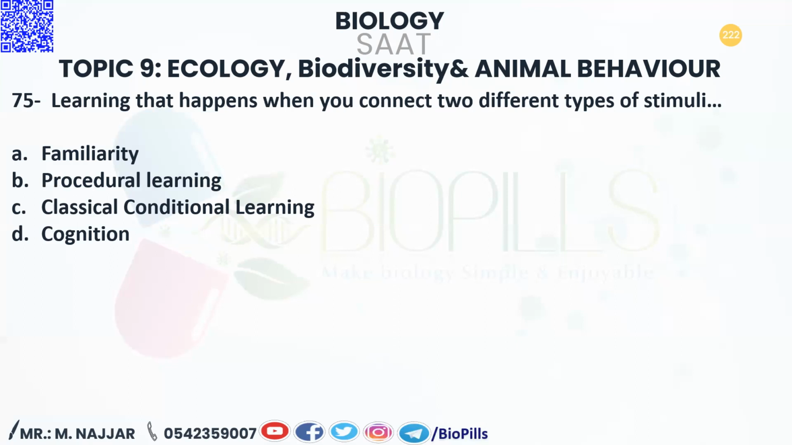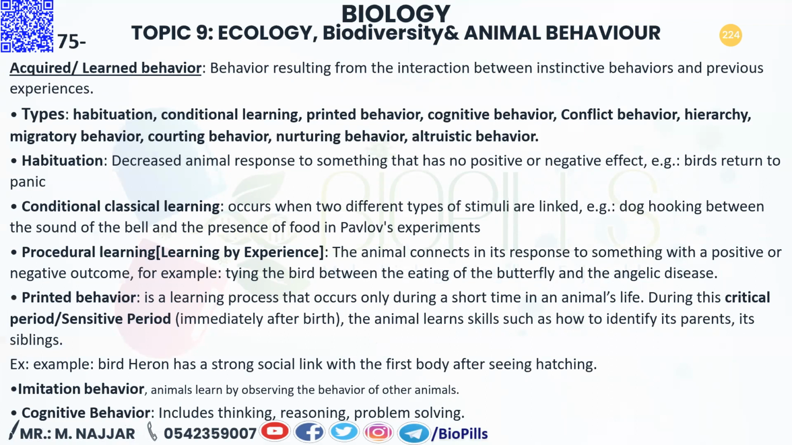Question number 75. Learning that happens when you connect two different types of stimuli. A, familiarity, B, procedural learning, C, classical conditional learning, D, cognition. Yes, it is. Such as the Ivan Pavlov experiment, which is known as classical conditional learning. And it is very, very important. It is one of the acquired or learned behaviors. Actually, acquired behavior results from interaction between the instinctive, or born behaviors, and previous experience.